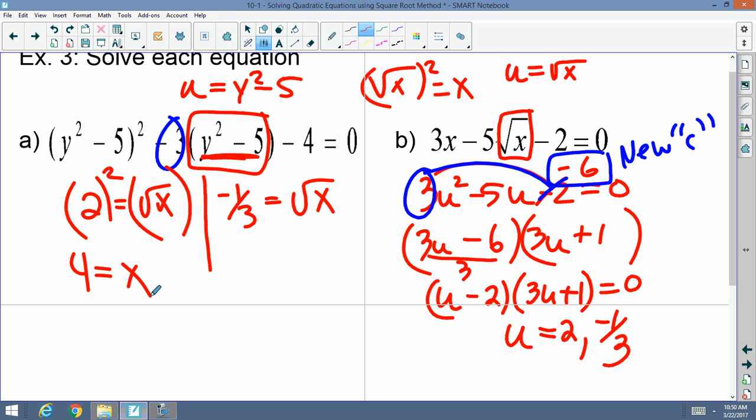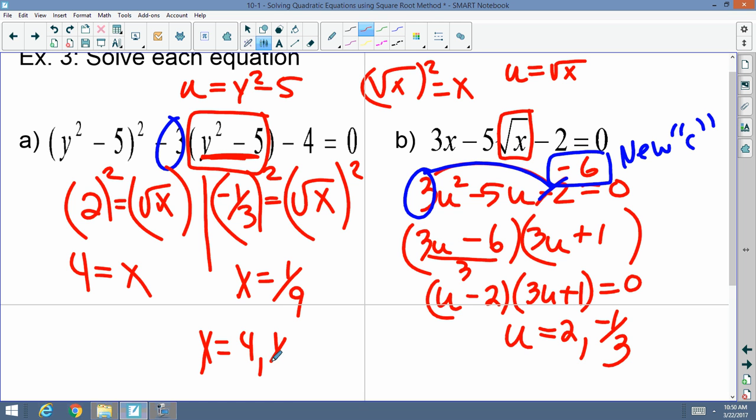Why isn't it plus or minus? Because I did not use a square root to solve. I squared to solve. And then here I square both sides as well. So x equals 1/9. So my solution is x equals 4 and 1/9. Does that make sense?